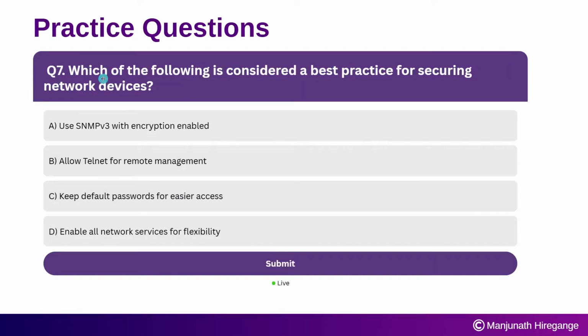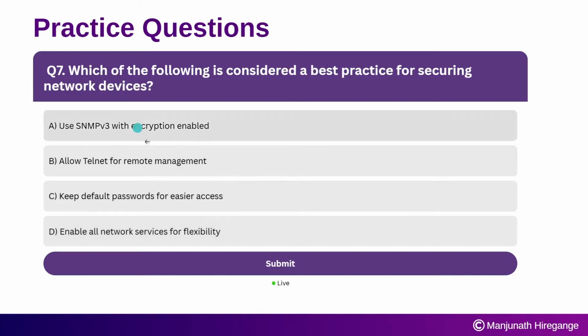Question number 7. Which of the following is considered a best practice for securing network devices? Option A, use SNMP version 3 with encryption enabled. Option B, allow telnet for remote management. Option C, keep default password for easier access. Option D is enable all network services for flexibility.